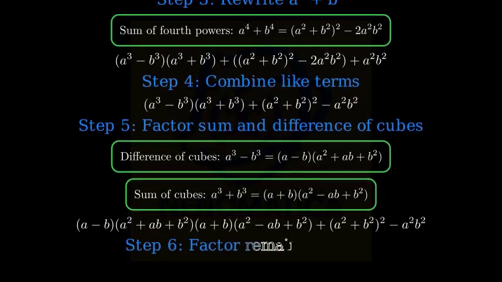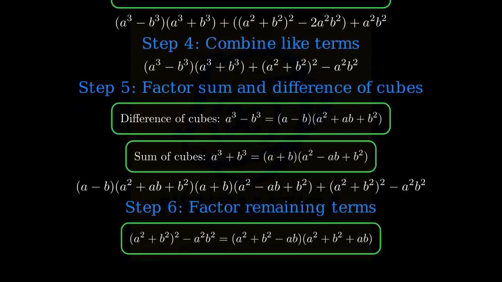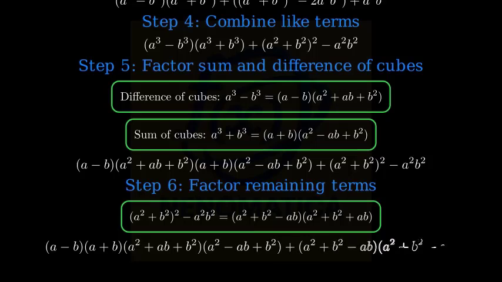We need to factor the expression a squared plus b squared squared minus a squared b squared. We can rewrite this as the product of two binomials, a squared plus b squared minus ab, and a squared plus b squared plus ab. So our expression becomes the product of a minus b, a plus b, a squared plus ab plus b squared, a squared minus ab plus b squared, plus the product of a squared plus b squared minus ab, and a squared plus b squared plus ab.